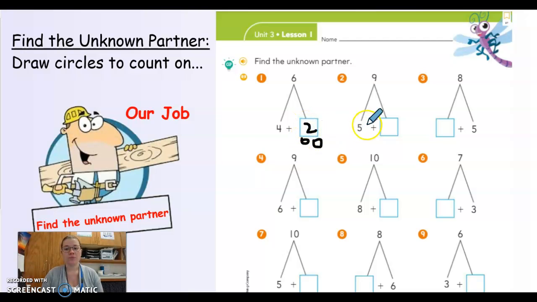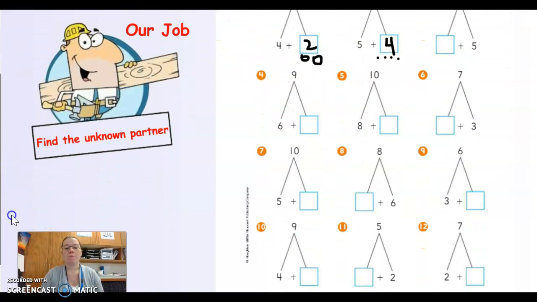Good. 2. Okay. Again, we're looking for the unknown partner. I know that because it's on the bottom of the mountain. We have 5. We need to get up to 9. Okay, we're going to draw circles until we hear the number 9. 5, 6, 7, 8, 9. How many circles do we draw? 4. Okay, you try it with number 3, 4, 5, and 6. When you're done, meet me on number 7.